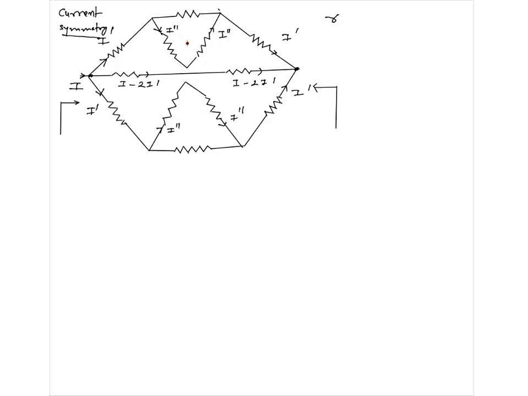Now, we opted for current symmetry, and now you see at this point how easy it is looking. Even though we used variables I dash, I double dash, we won't need to write a single equation to answer the overall resistance. You don't need to write a single equation.